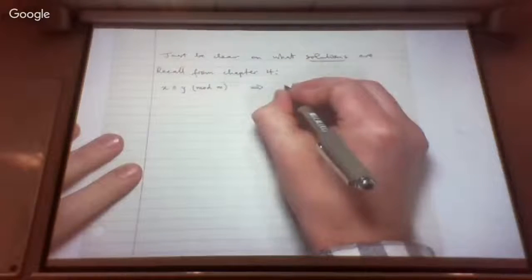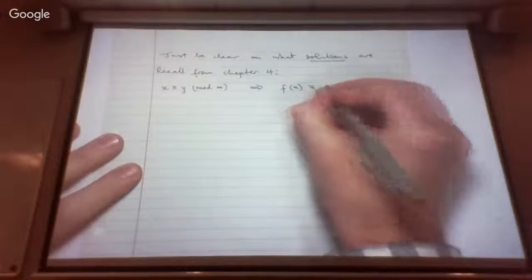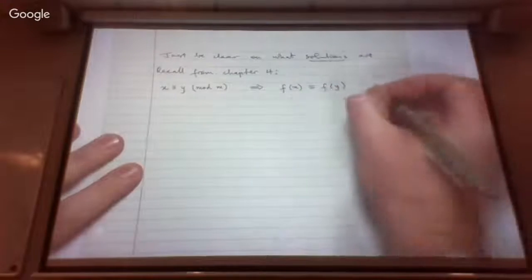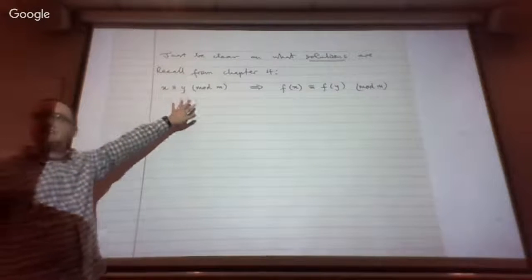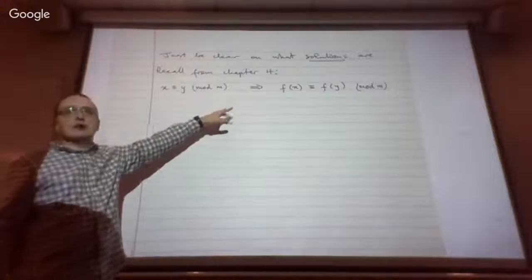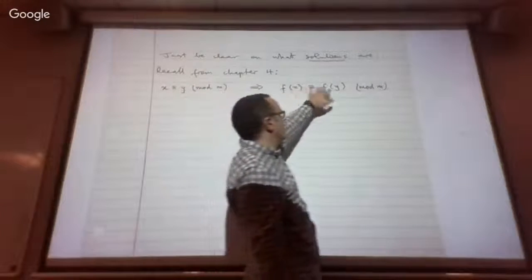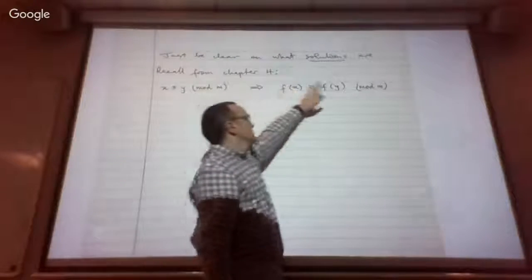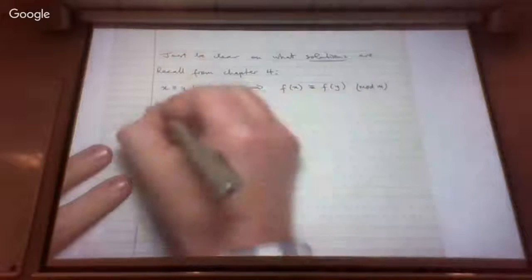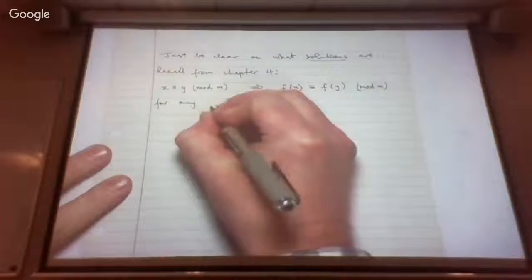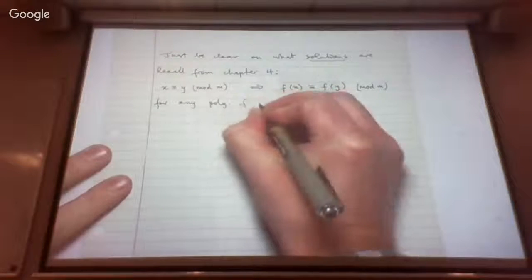That implied that if you evaluated a polynomial function f at both of those arguments, while you probably got different integer answers, so x and y are probably different integers in the same congruence class modulo n, but they're probably different integers. So when you evaluate the polynomial f at x and y, you'll probably get different values. But what we proved was, despite the values being different, they will always belong to the same congruence class modulo n. And this is true for any polynomial f with integer coefficients.